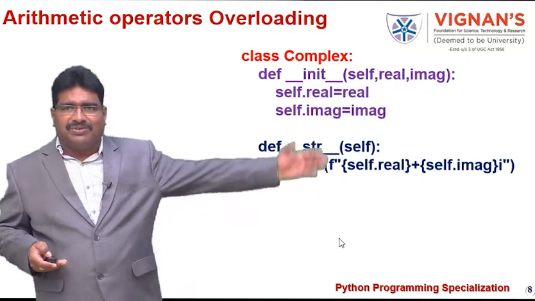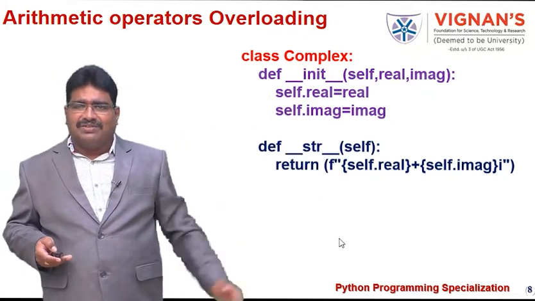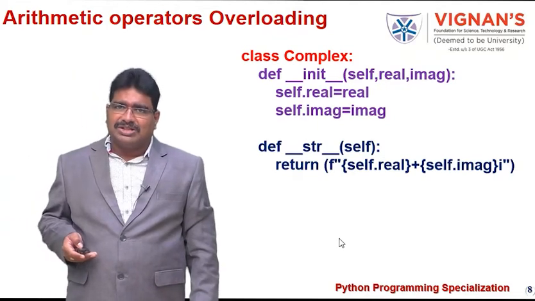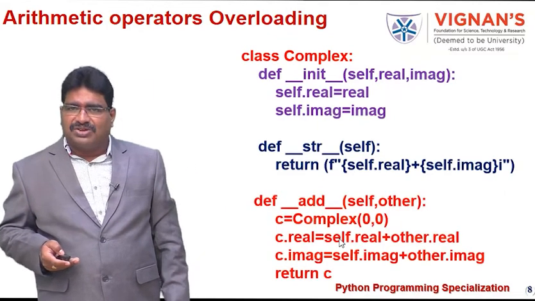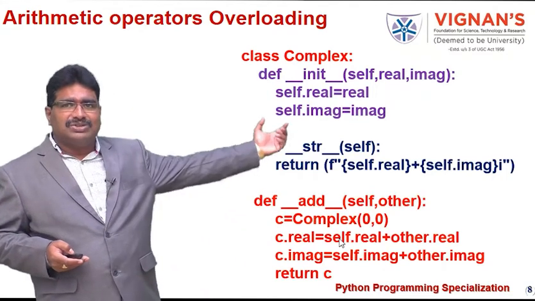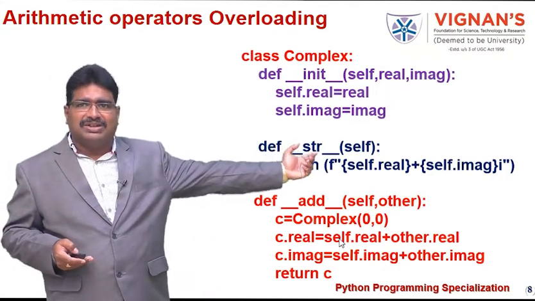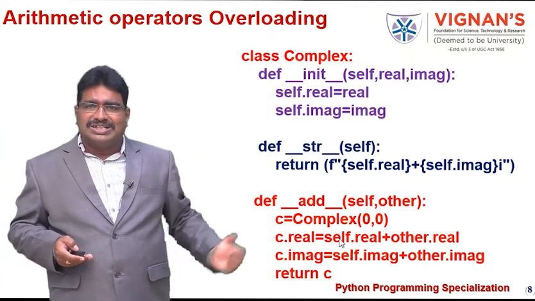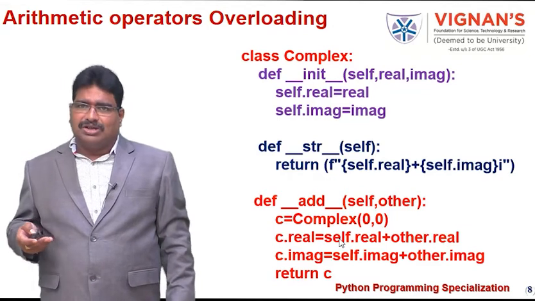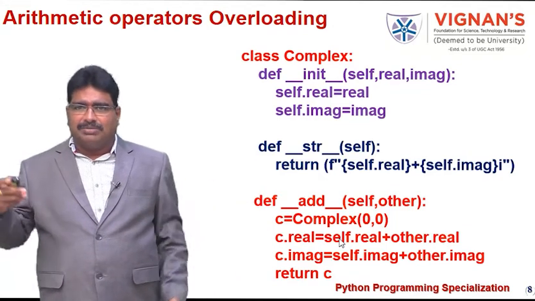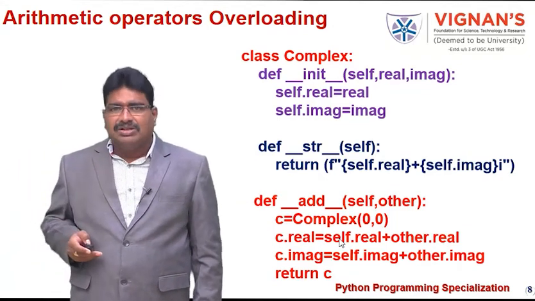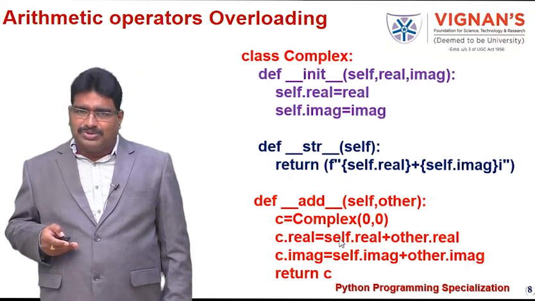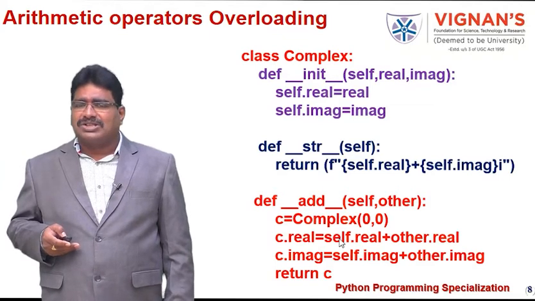Here we already defined complex as a class with a constructor that takes real and imaginary values, which are assigned to the real and imaginary attributes, and we defined the __str__ function for display purposes. Next we define def __add__, in which we overload the addition operation. It takes two parameters, self and other. To store the result, we create a temporary complex object, C is equal to complex of 0, 0.